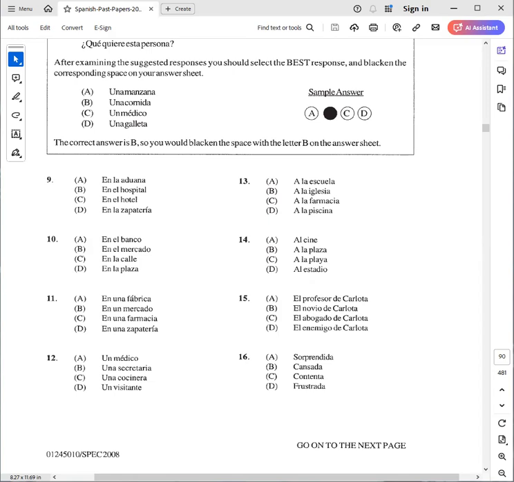Pablo besó a Carlota y le puso un anillo en el dedo. ¿Quién es Pablo? So Pablo kissed Carlota and he put a ring on her finger. So who is Pablo? El novio de Carlota. So Carlota's boyfriend or now fiancé.